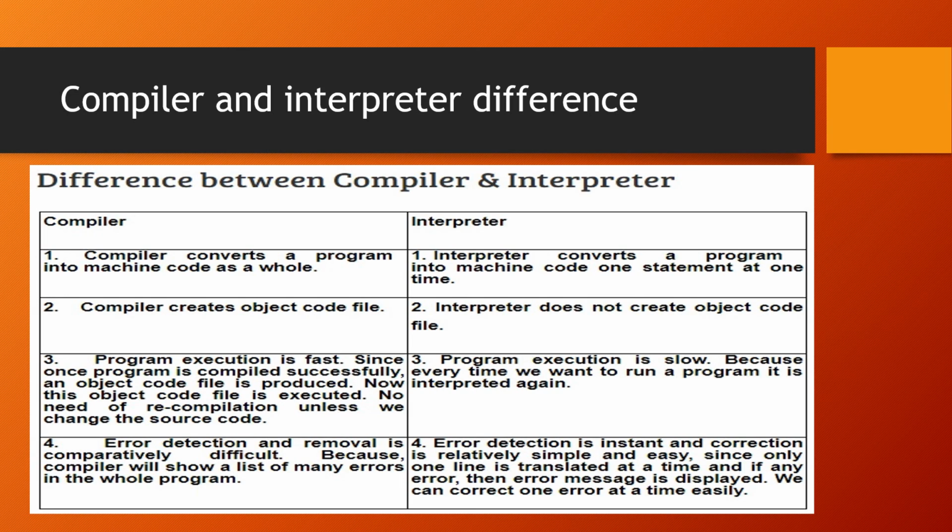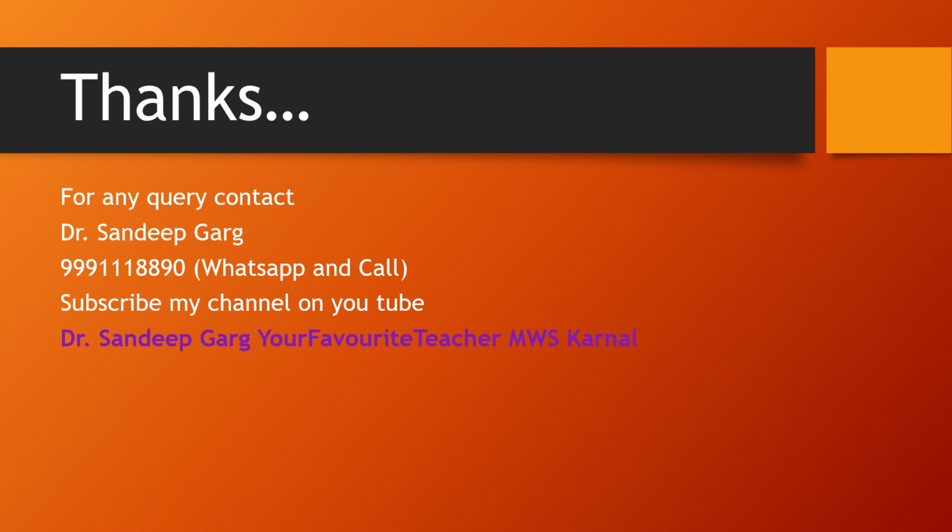And another difference: error detection and removal is comparatively difficult in case of compiler because the compiler will show a list of many errors in the whole program, while in case of interpreter, error detection is instant and correction is relatively simple and easy, since only one line is translated at one time, and if there is any error, then an error message is displayed and we can correct one error at a time easily. We need not search the full program. That is the difference between compiler and interpreter.